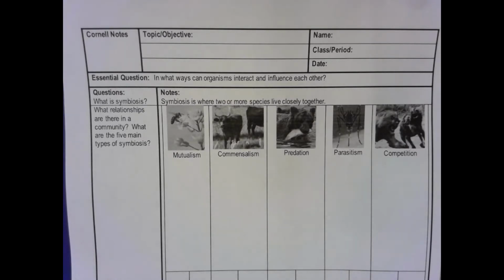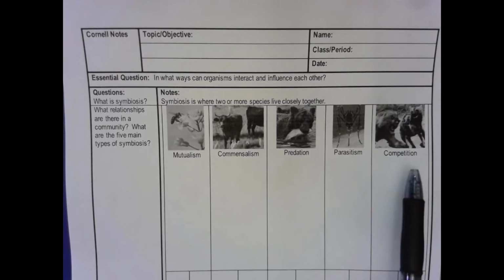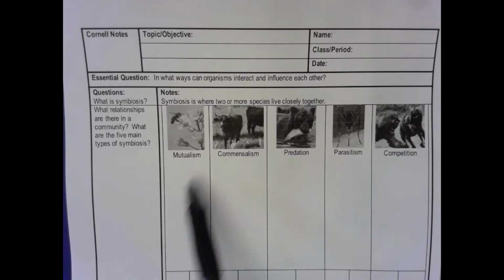So, to begin our notes, what is symbiosis? Symbiosis is where two or more species live closely together. What relationships are there in a community? So this is going to answer that. These are the relationships in a community: mutualism, commensalism, predation, parasitism, and competition. So what are the 5 main types of symbiosis? These are also the 5 main types of symbiosis.